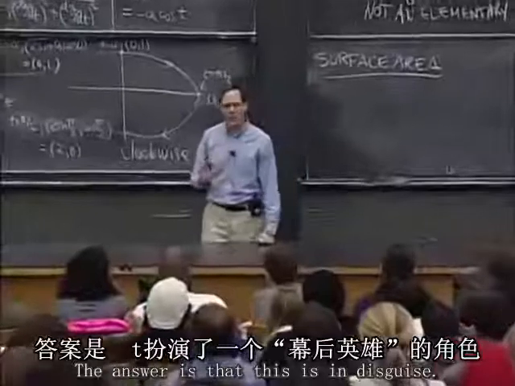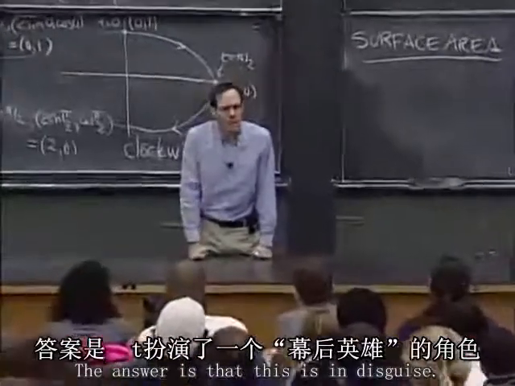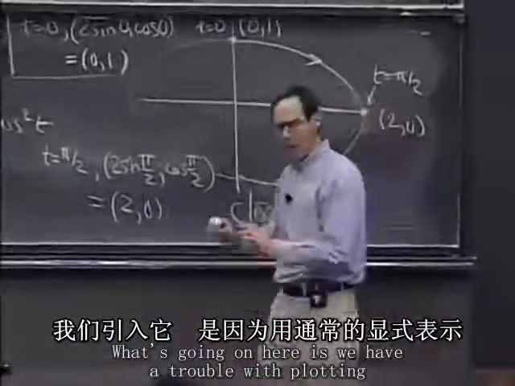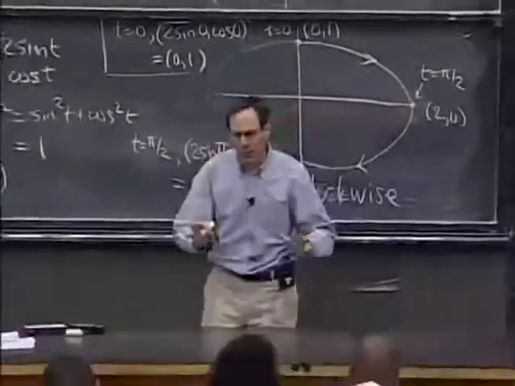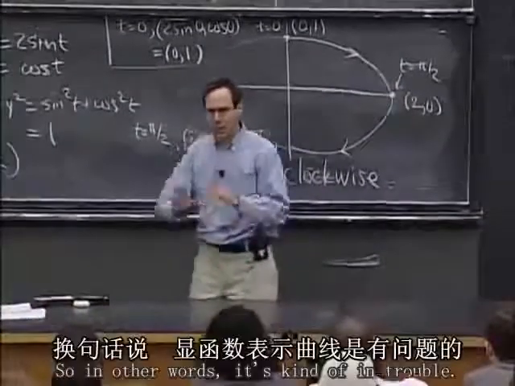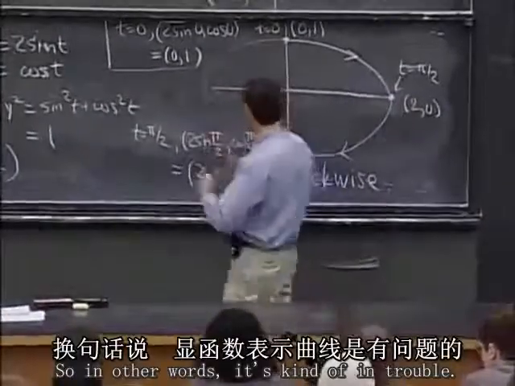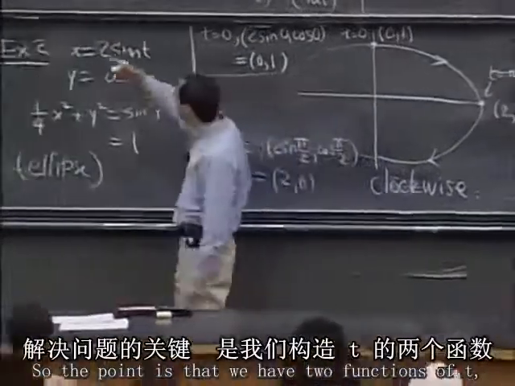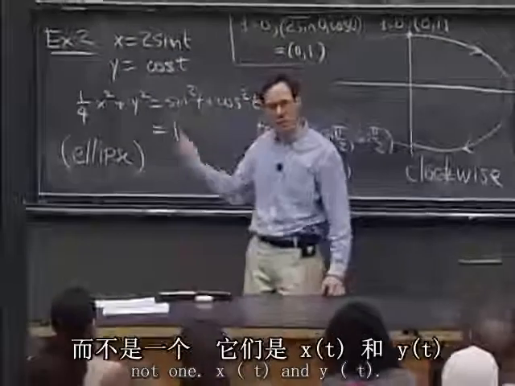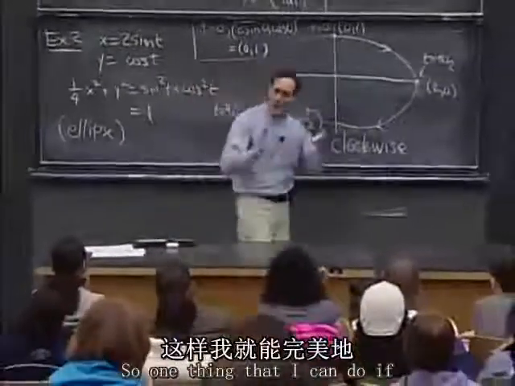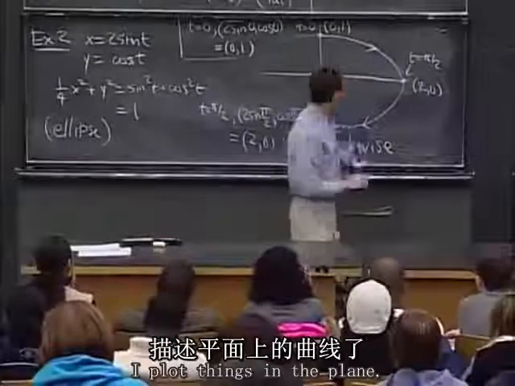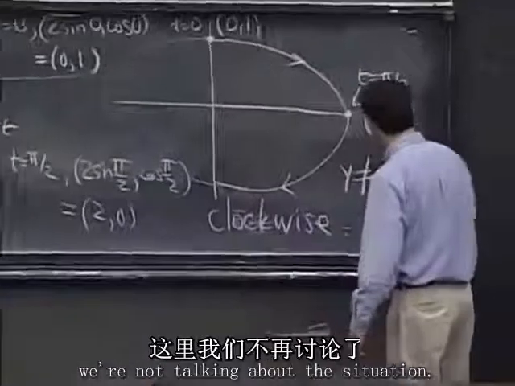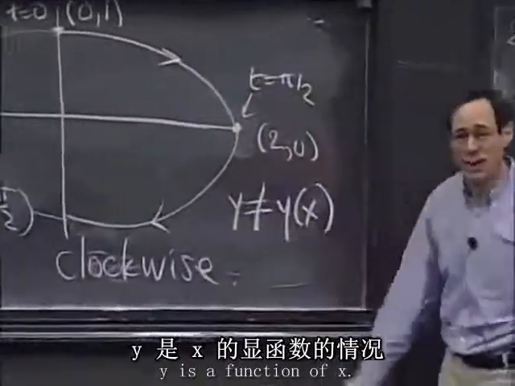The answer is that this is in disguise. What's going on here is we have a trouble with plotting in the plane what's really happening. The point is that we have two functions of t, not one, x of t and y of t. The main point to make here is that we're not talking about the situation where y is a function of x. We're out of that realm now.